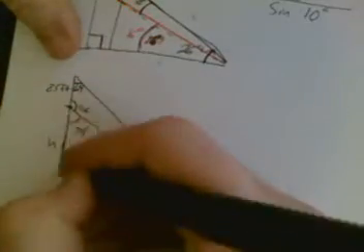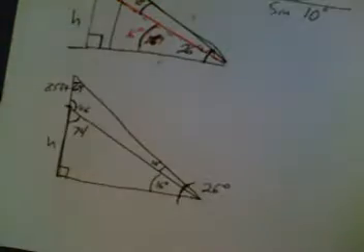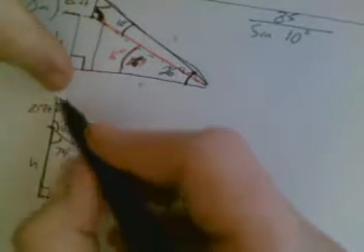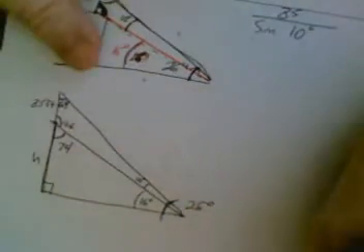Remembering, I want to find out what this side right here is. Okay. I want to find out what that side is right there. Well, I can compare that 85 to sine of 10 now with finding this opposite side. So let me go ahead and do that.